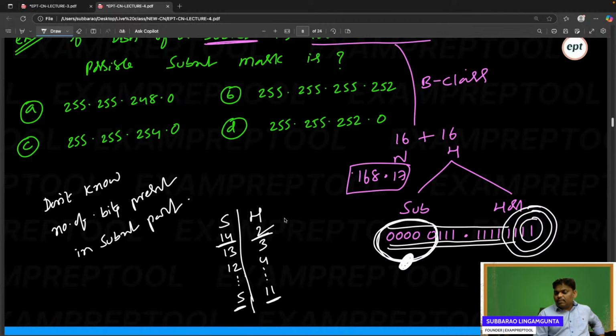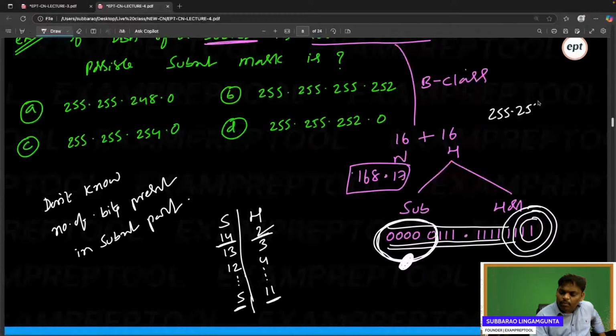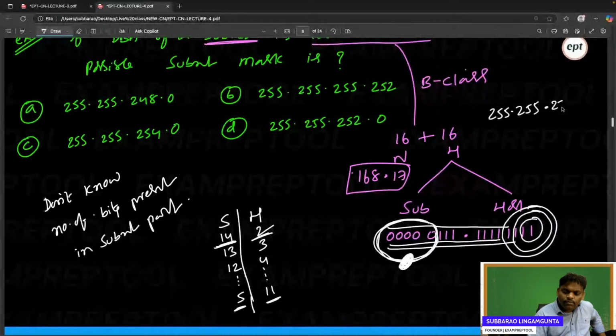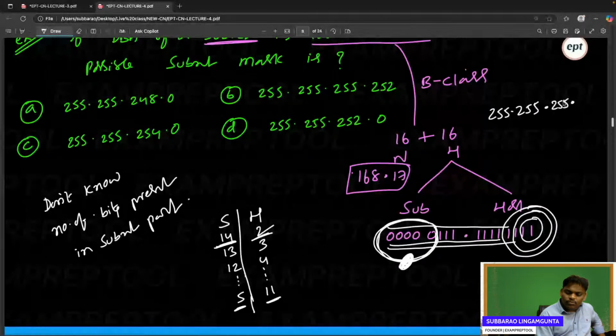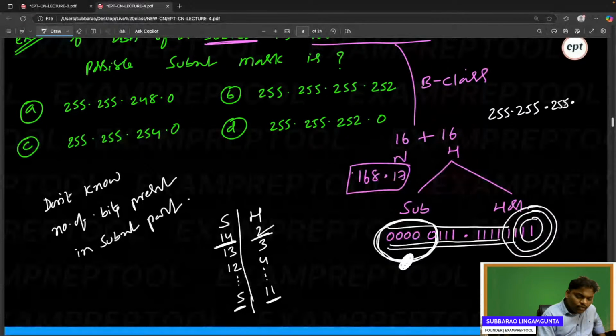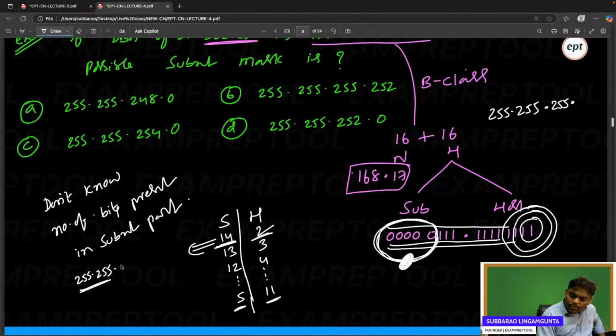Suppose the subnet part is 14. In the mask, the subnet part will be all ones. Already the network part is all ones. If the subnet part is 14, the third octet is also all ones, because in the case of the subnet mask, the network part is all ones and the subnet part is also all ones. So this one I am writing: 255, because the network part is all ones and the subnet part is also all ones. 255, I think it's a 14. 14 means I think 8.